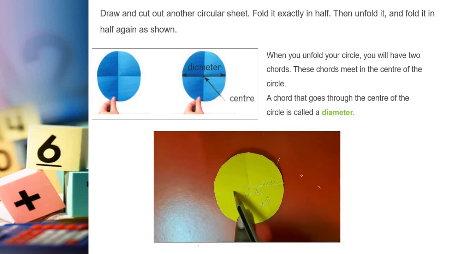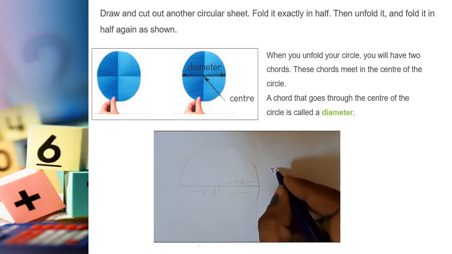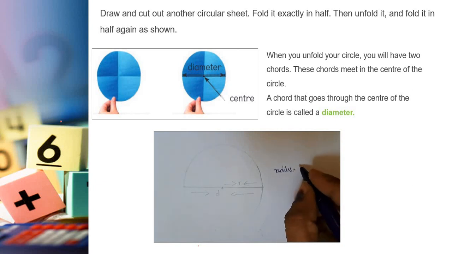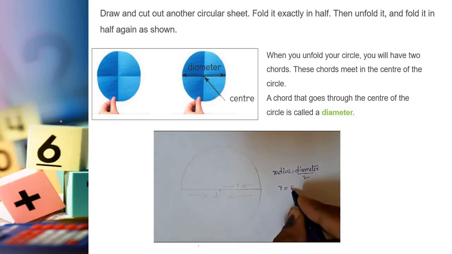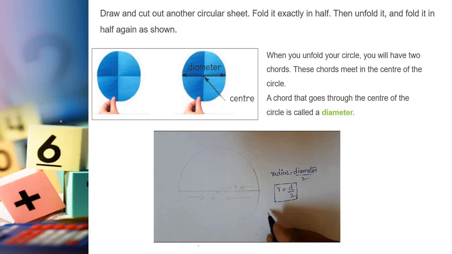The chord that goes through the center of the circle is called a diameter. Half of the diameter is radius. Radius is equal to diameter by 2. R is equal to D by 2. To find the radius, what is the formula, children? D by 2. That is diameter by 2.